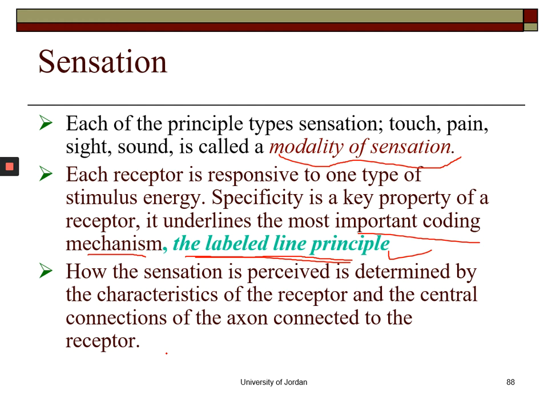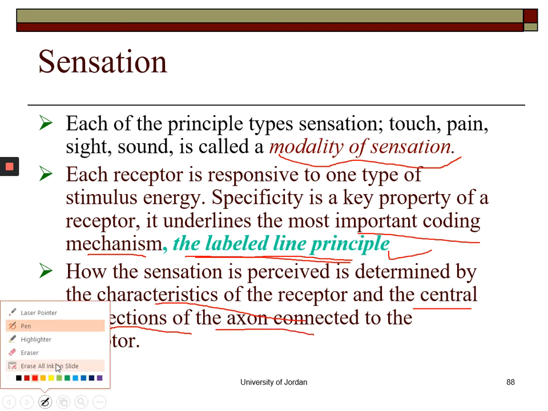So there are two ways by which the modality or the type of sensation is coded for. First, the specificity of the receptor. Second is the specific pathway, or labeled line. How the sensation is perceived is determined by the specific characteristic of the receptor and the central connections, the pathway. The specificity of the receptors and the central connection of the receptors is the pathway, okay?